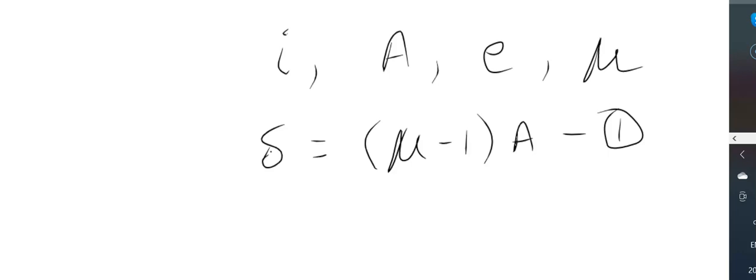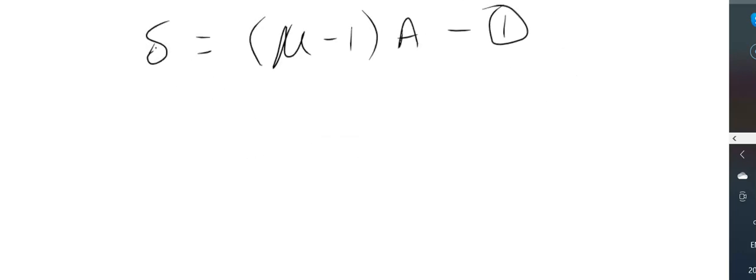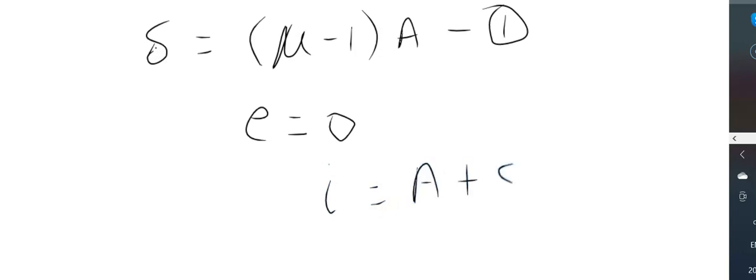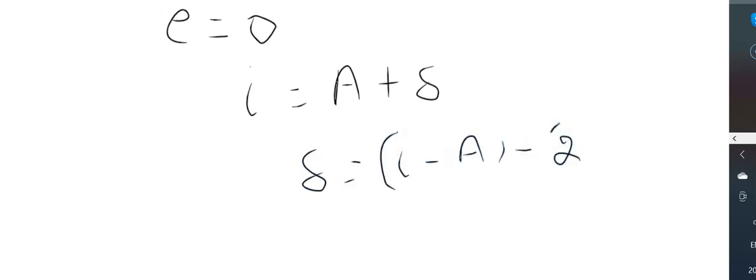Now the ray is emerging normally, so therefore E would be 0. Since it is emerging out normally, E is 0. Now you know I is equal to A plus delta. The angle of incidence is equal to A plus delta. From this equation we get delta is equal to I minus A. Let us have this as the second equation.